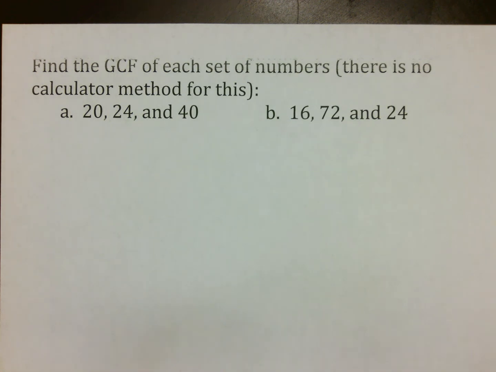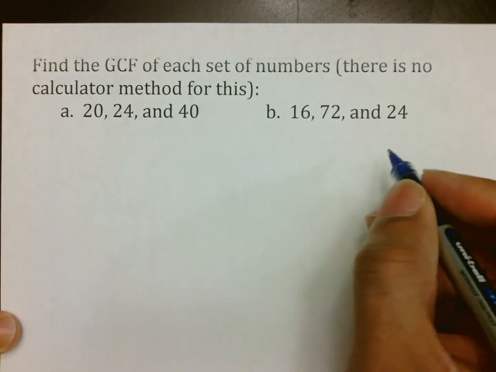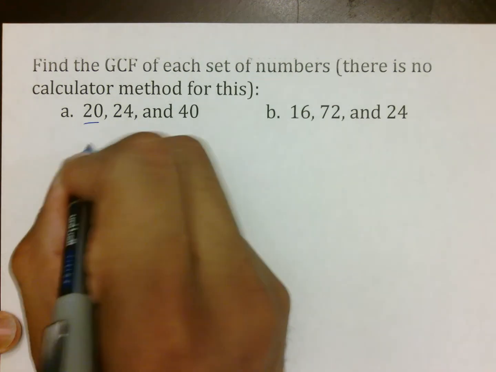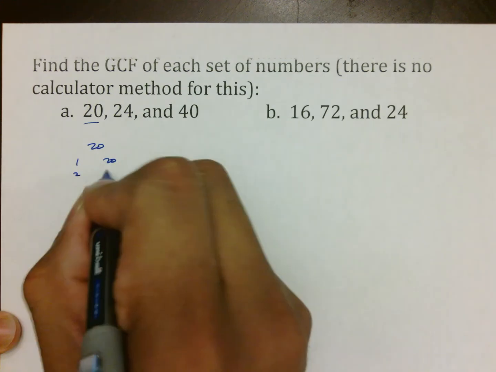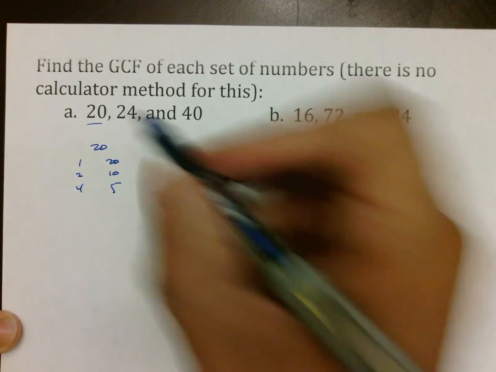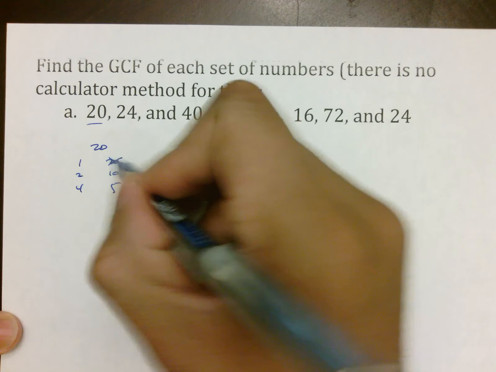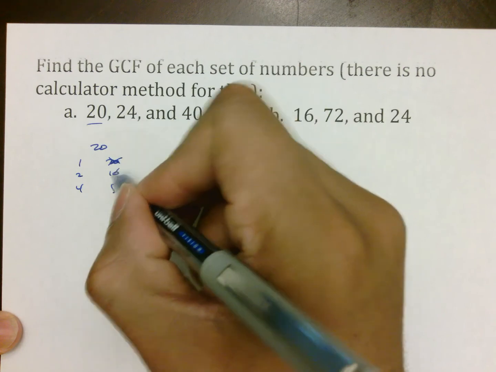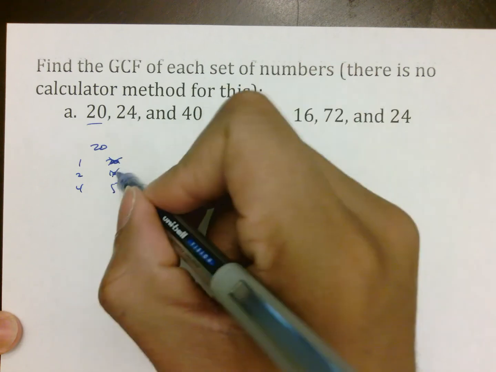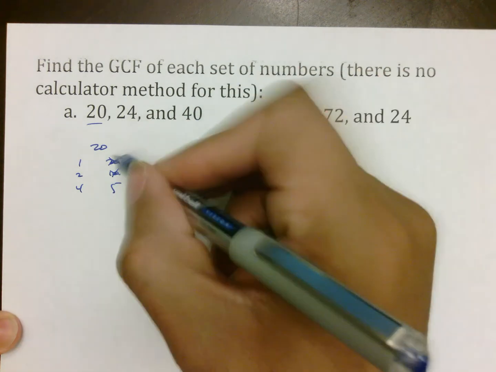Same thing on this. Find the GCF of each set of numbers. There is no calculator method for this, so you're going to have to make sure you get it down this way. Looking at 20, 24, and 40. Again, what I'm going to do is pick the smallest number, which is 20. 1 and 20, 2 and 10, 3, nope, 4 and 5. Once it doesn't go into 1, it can't go into any of them. 20 does not go into 24, so 20 can't be it. 10 does not go into 24, so 10 cannot be it. I understand 20 goes into 40 and 10 goes into 40, but you want the GCF of all of them, and since 20 cannot go into 24, those are done.